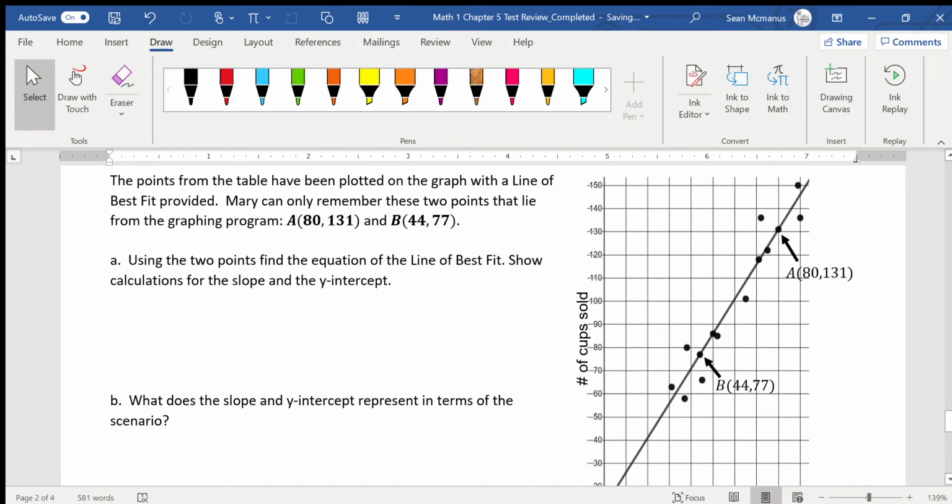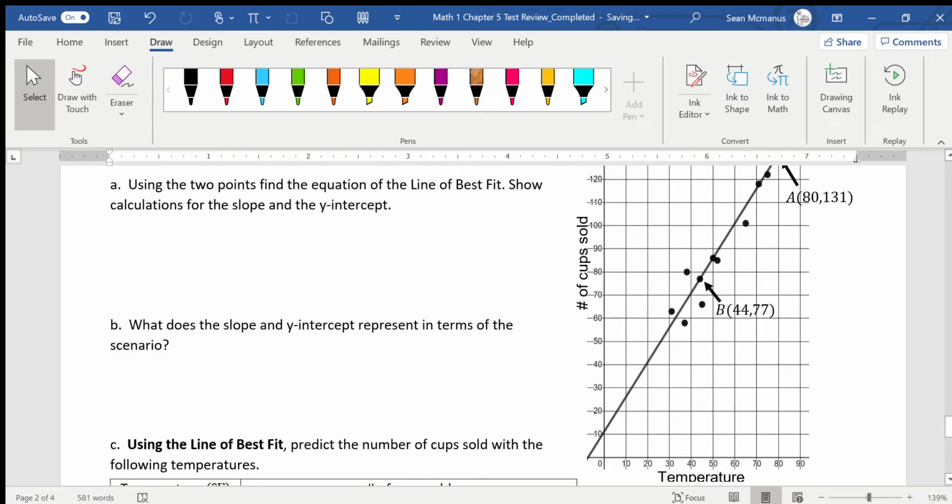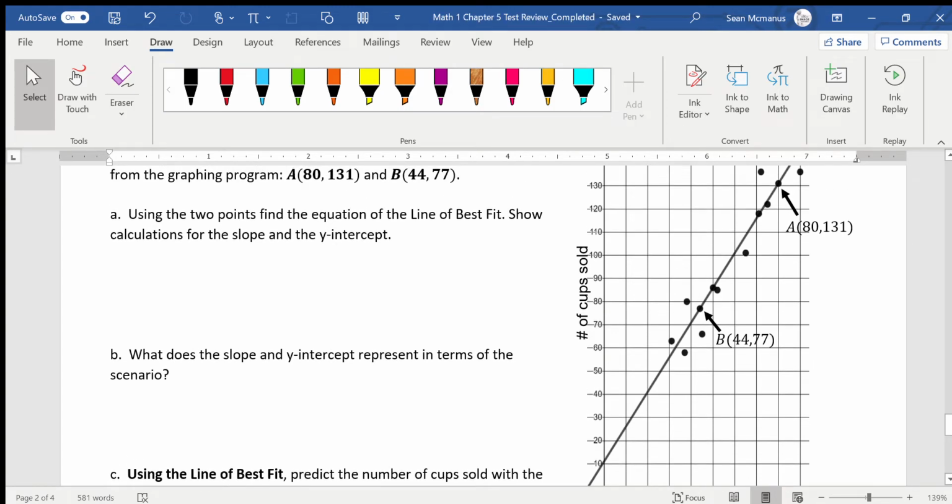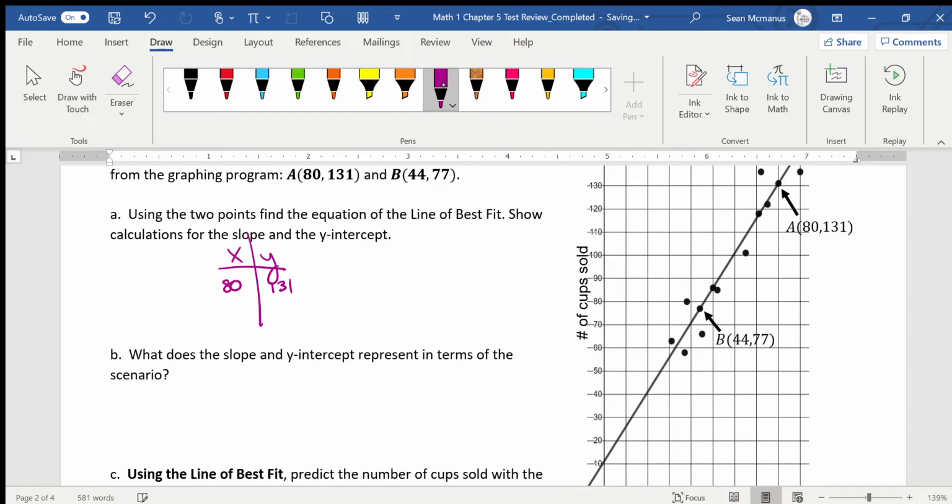And then she plotted those points. So let's see what we got here. Using the 2 points that she's identified specifically fall on the line, A and B, calculate the slope and the y-intercept, right? So slope, point A is 80 and 131, and point B is 44 and 77.